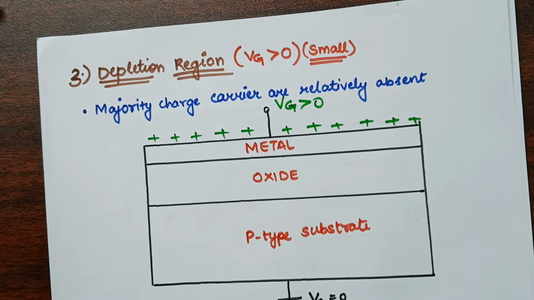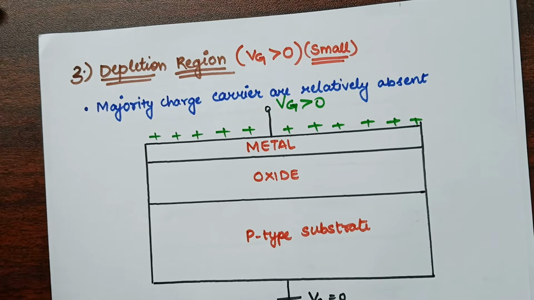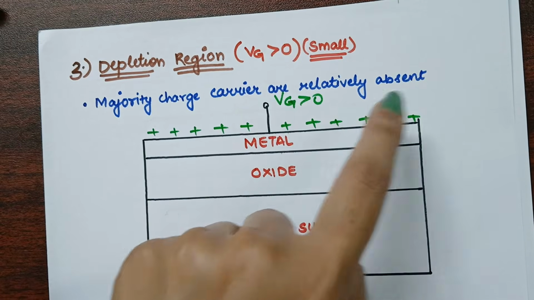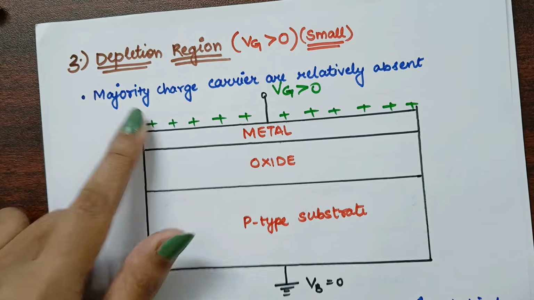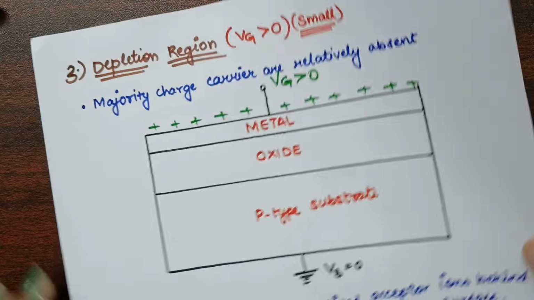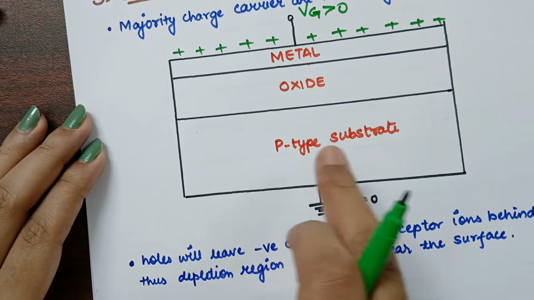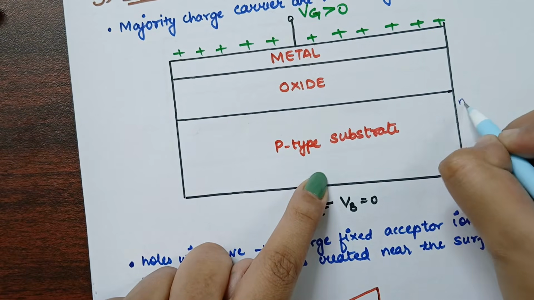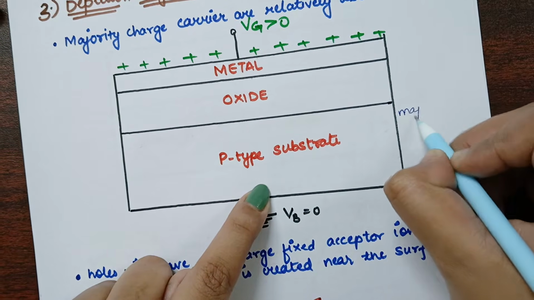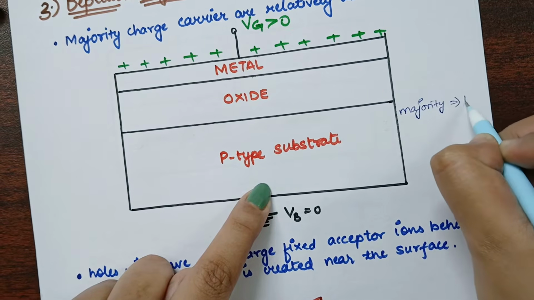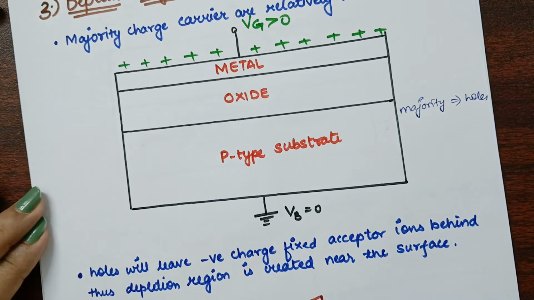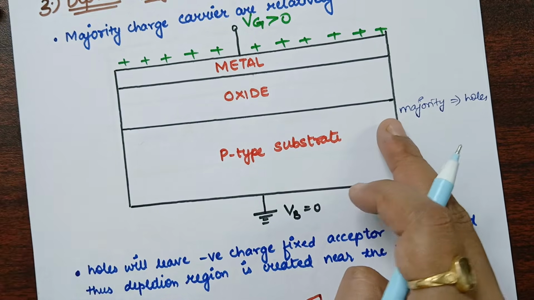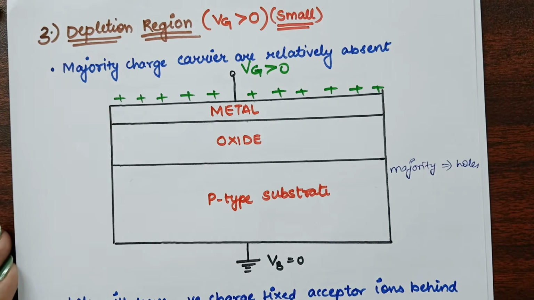First we will understand what the depletion region is. A depletion region is a region where the majority charge carriers are relatively absent. In a p-type substrate, what are the majority charge carriers? Holes. So the holes will be absent in a particular region, and that region will be called the depletion region. Is it clear?